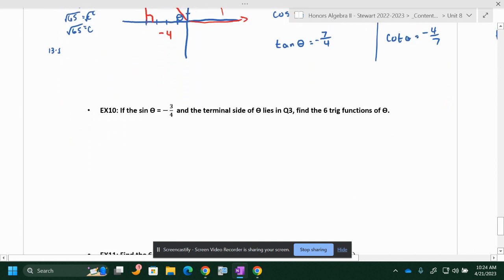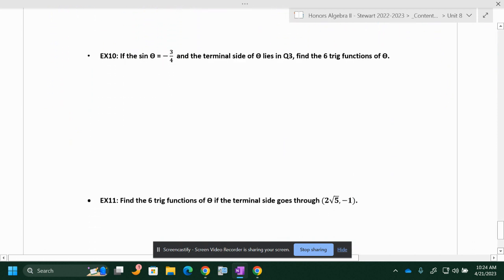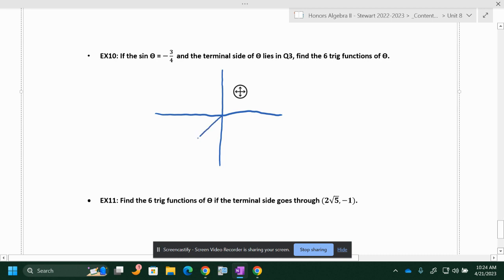Example number 10. The sine of theta is negative 3/4, and the terminal side lies in Q3. Find the 6 trig functions of theta. So here I'm going to draw my coordinate plane. I'm going to draw an angle in Q3. And I know that this is my opposite and this is my hypotenuse.